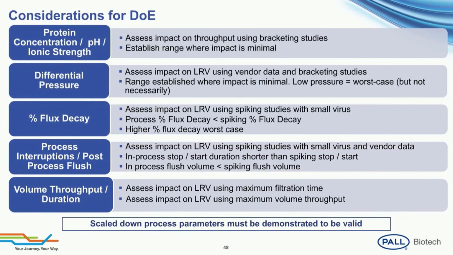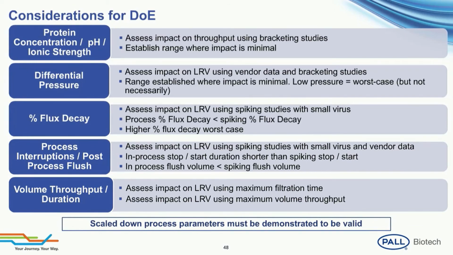Examples of virus filter design space consideration. These are some of the important critical process parameters which are considered for this study. In case of protein concentration, we use bracketing studies to establish the range where the impact is minimal. For differential pressure, most vendors or suppliers can provide data showing the effects and range established where the impact is minimal. Higher percentage flux decay is considered as a worst case.